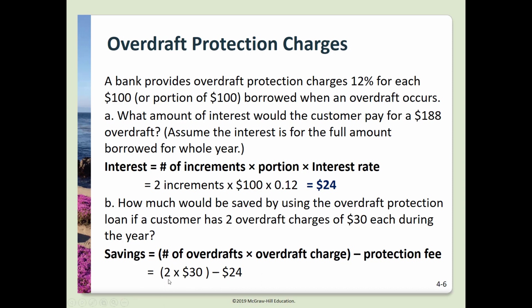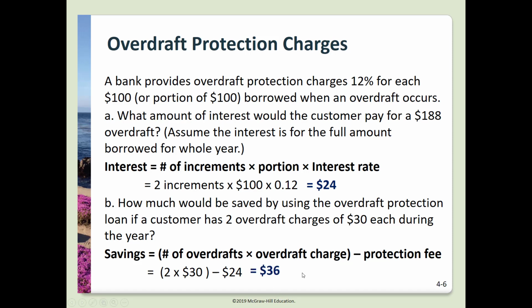So we'll take our 2 overdrafts times the fixed fee of $30 for each overdraft, and then we'll subtract the protection fee. So this assumes that, hey, instead of paying the fixed fee each time we do an overdraft, we're just going to use the protection fee, which we already calculated in Part A. So I want to make sure 2 times 30, that gives me $60, and $60 minus 24 gives us a savings of $36.